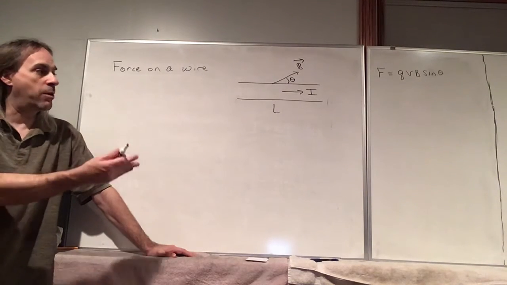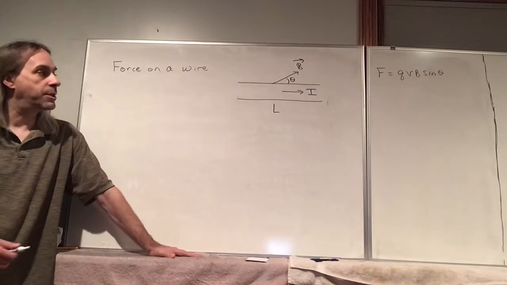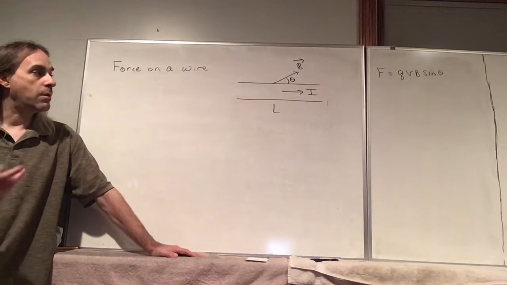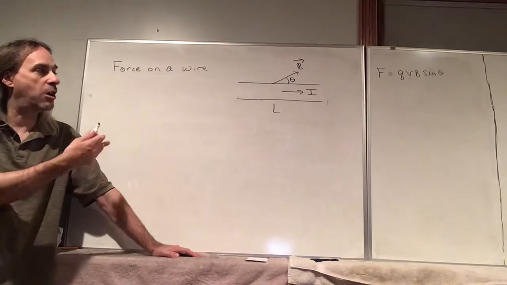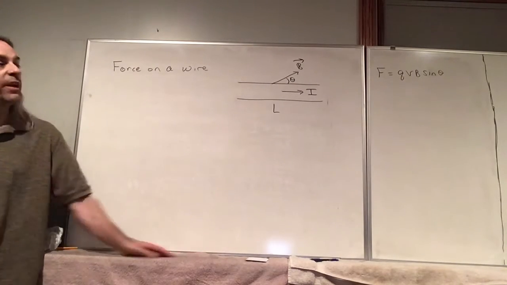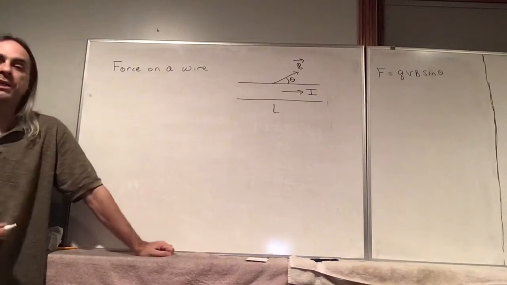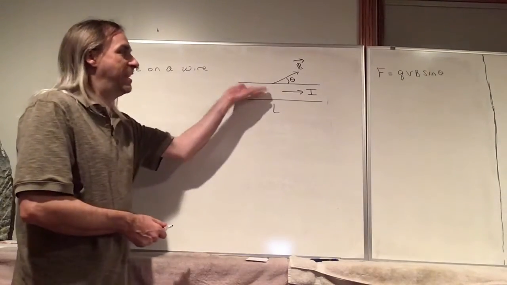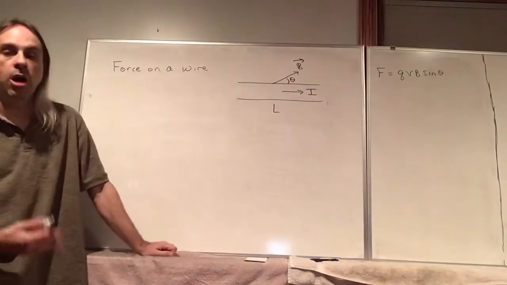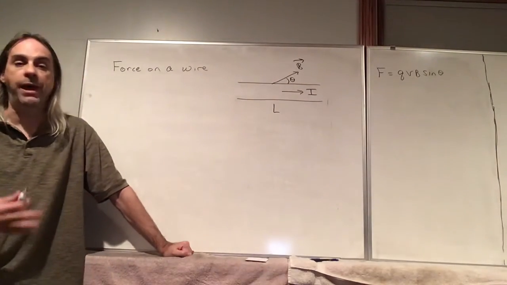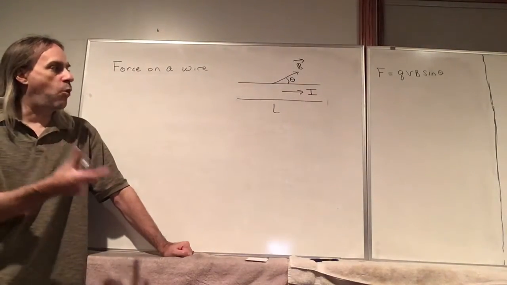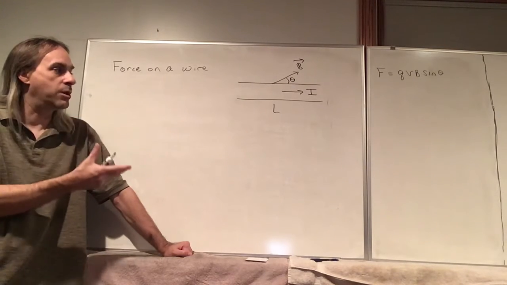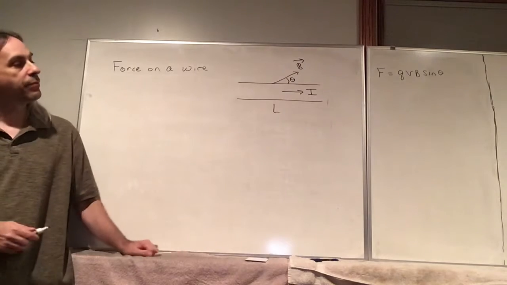Now, this current means that there are moving charges. And so if we have moving charges in the presence of a magnetic field, there's going to be a force on those charges. Now, these charges can't leave the conductor. It would take a large force to actually do that. And so the force on the charges is going to show up as a force on the wire itself.